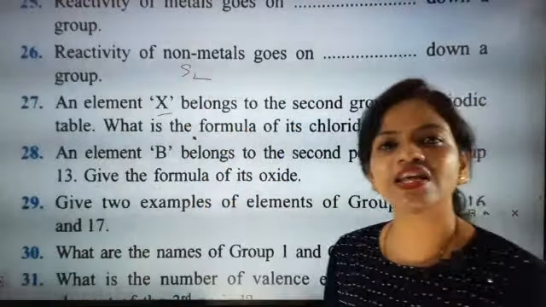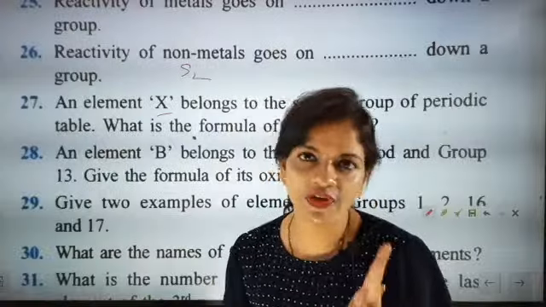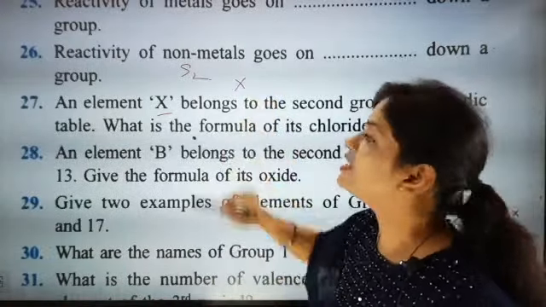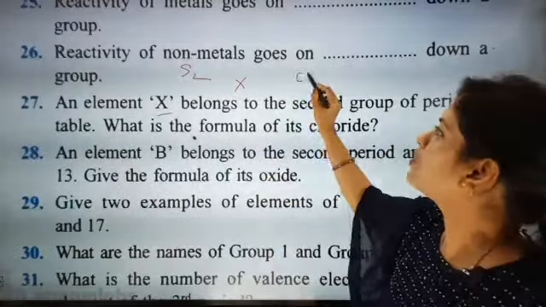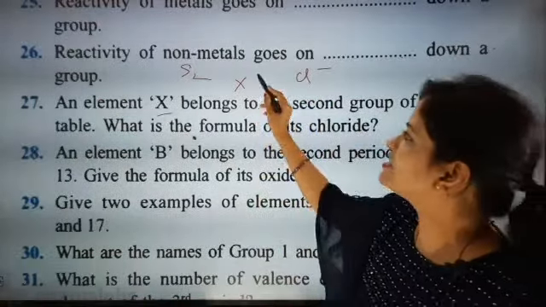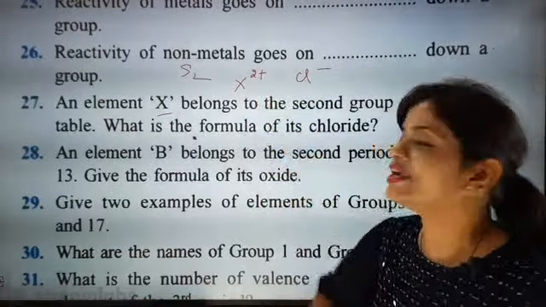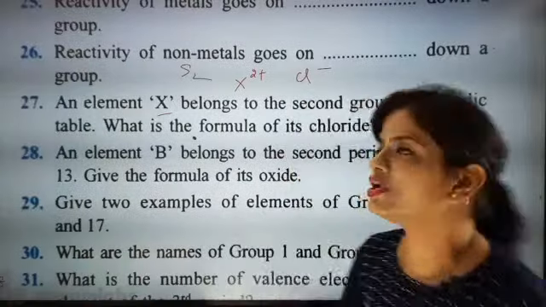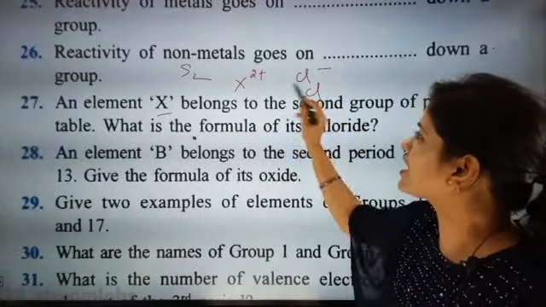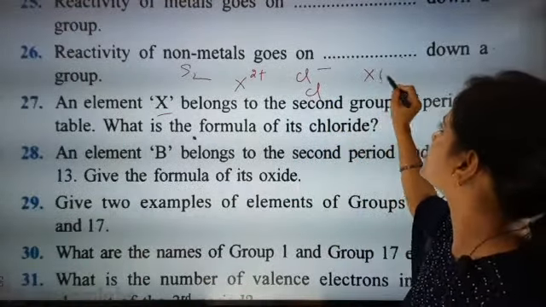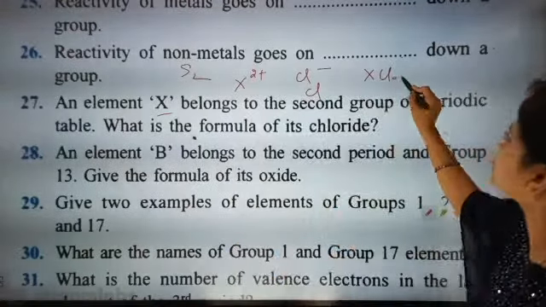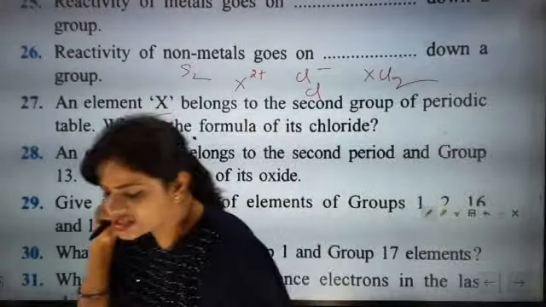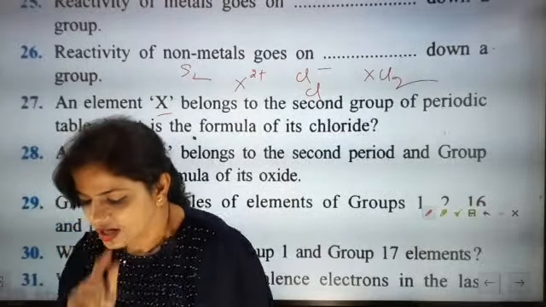S2 means its valence electrons will be 2, its valency will be 2. So X needs to donate 2 electrons. Since chlorine can take only 1, and X can donate 2 electrons, it needs exactly 2 chlorine. So XCl2 will be there. The correct answer will be XCl2. Those who wrote XCl2 are absolutely correct.